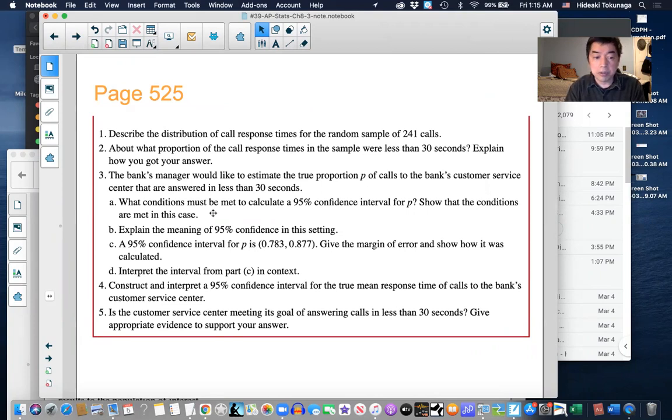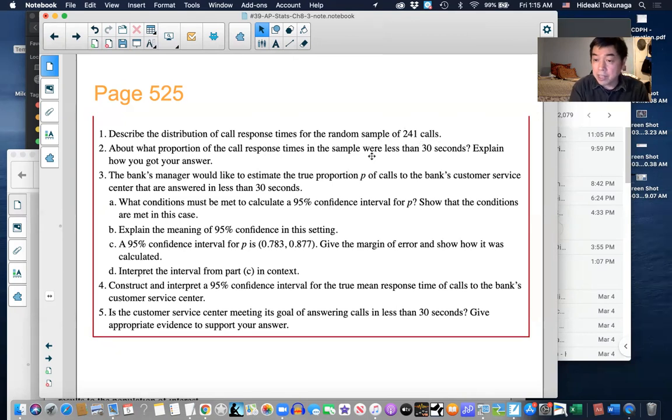Show that the conditions are met in this case. Okay, so there are three things. Random: of course this is a random phone call, the callers are calling me, so random is okay. Now, 10%: 241 is most likely less than 10% of all calls, so we assume 241 times 10, which is 2,410 calls. So that's okay.